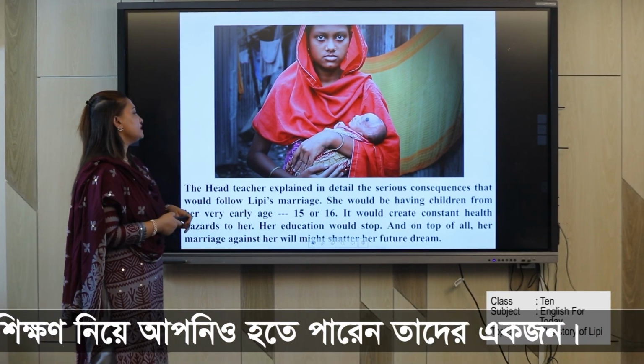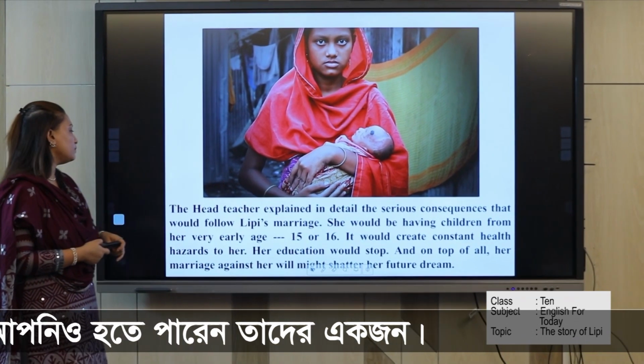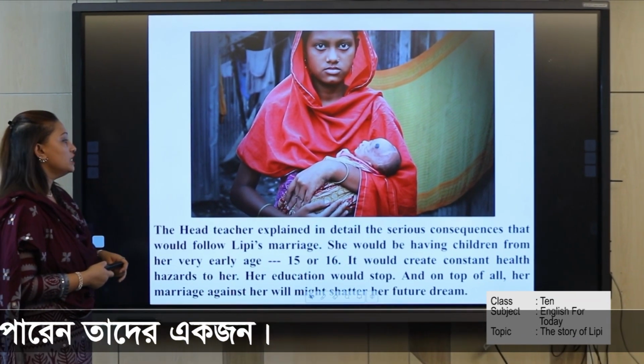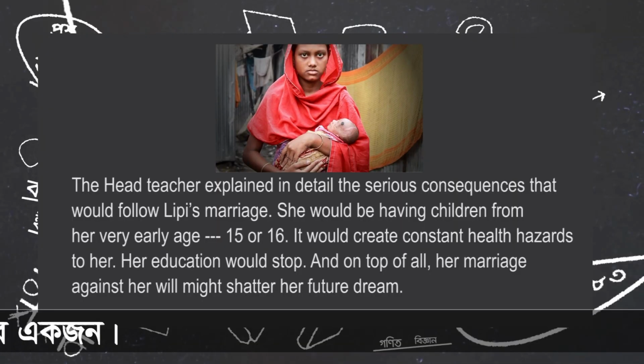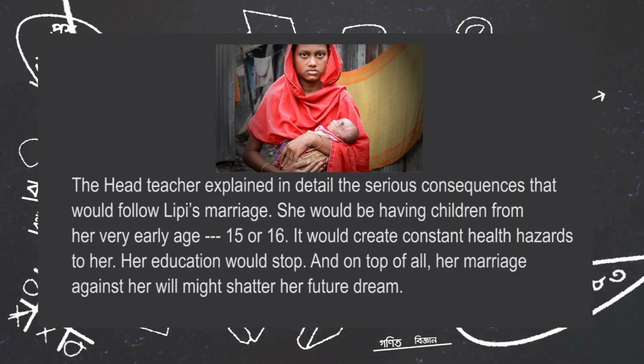The head teacher explained in detail the serious consequences that would follow Lipi's marriage. She would be having children from a very early age, 15 or 16. It would create constant health hazards for her. Her education would stop, and on top of all, her marriage against her will might shatter her future dream. So Lipi is going to end her life through this marriage.